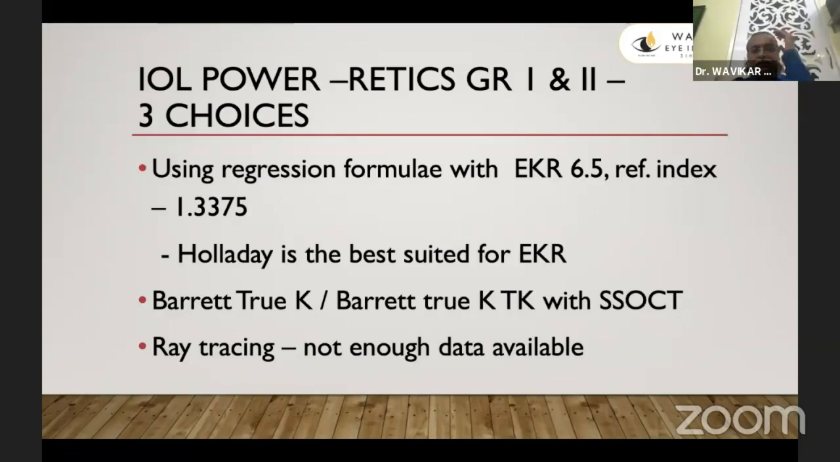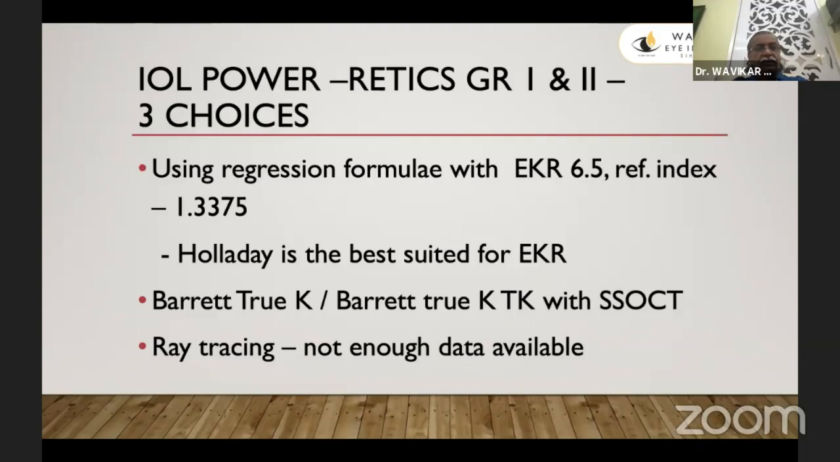Holladay 2 is the best suited for EKR, but if you don't have Holladay 2, Holladay 1 will also work. Most of the people have access to Holladay 1, but you can try all this in SRK/T also. Of course, this is not scientifically proven up till now.